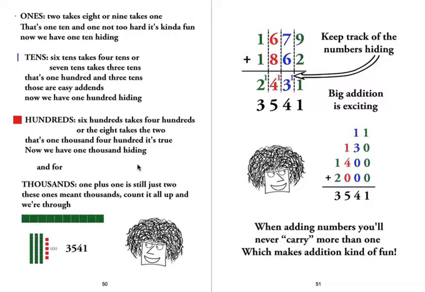And for the thousands, 1 plus 1 is still just 2. And these ones meant thousands. Count it all up, and we're through. 3,541. So we stick them all together.